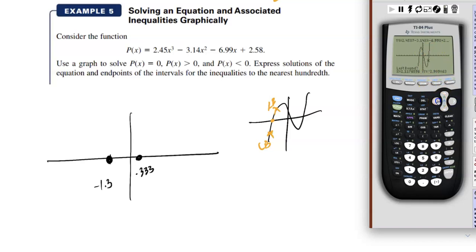Now hit left a couple times. Hit enter, that's your left bound. Now go back to it. Hit right a couple times so you get a right bound. Now it's searching between those two, and you hit guess, and it finds 2.316.